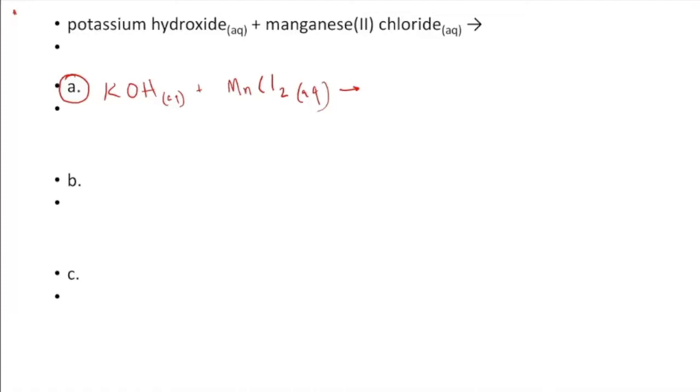Okay, now the potassium is going to switch and become paired up with the Cl, the chloride. And then we have the manganese, which is going to become paired up with the hydroxide. And manganese is +2, so the hydroxide needs to be -2. So that's why there's going to be 2 of them there. Okay, so the first thing was to figure out who's paired with who. And now we need to balance the whole equation.